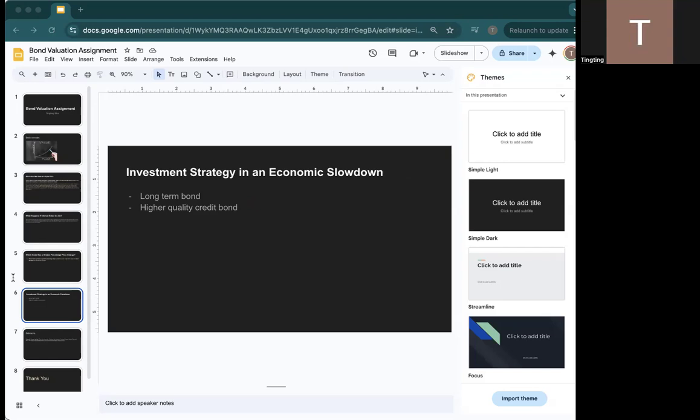During an economic slowdown, interest rates usually drop because central banks lower them to stimulate growth. A strategy is to buy long-term bonds like bond A, since falling interest rates will make their prices go up, and it is also wise to invest in higher quality bonds to minimize risk during uncertain times.